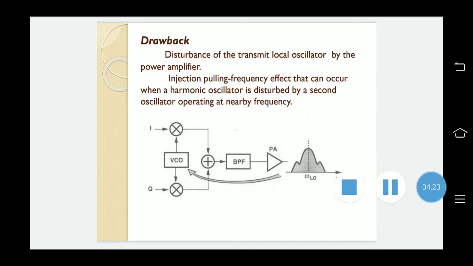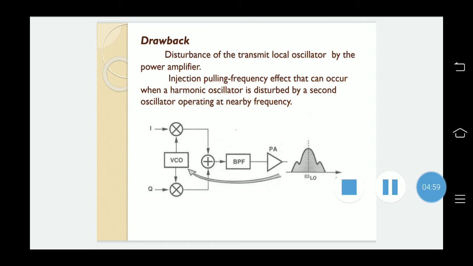The drawback of this architecture is disturbance of the transmit local oscillator by the power amplifier. The second drawback is injection pulling. It is a frequency effect that can occur when a harmonic oscillator is disturbed by a second oscillator operating at a nearby frequency. This diagram shows the injection pulling, that is, the output of the power amplifier affects the voltage controlled oscillator frequency.